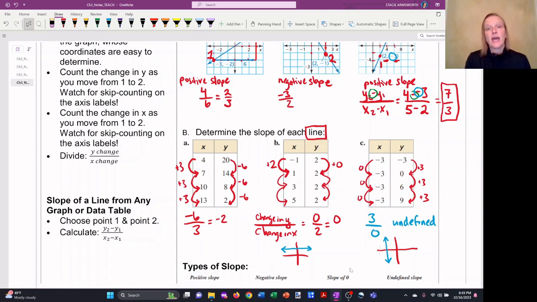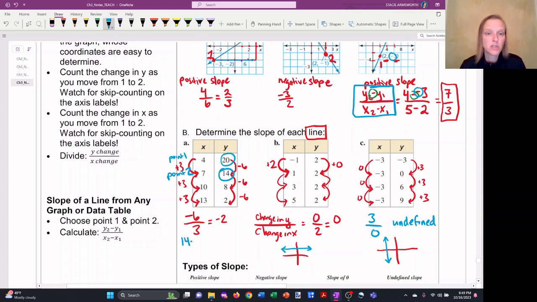Before I move on to look at different types of slope, I would just like to point out that you can also use the slope formula when you're given a list of points. So going back to example A here, I can choose 2 points. I could call this point 1, and I can call this one point 2, and I can do y2 minus y1, so 14 minus 20, over x2 minus x1, 7 minus 4, and that gives me negative 6 over 3, which still gives me negative 2.